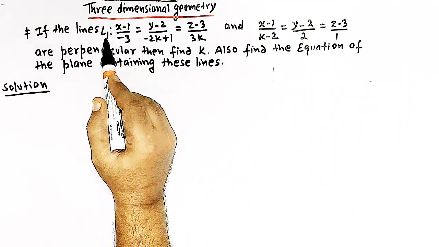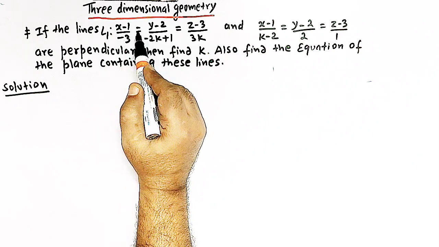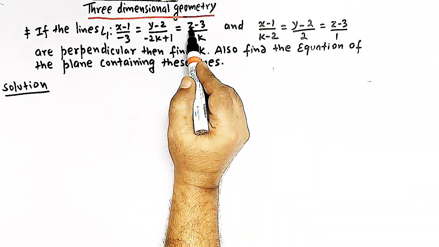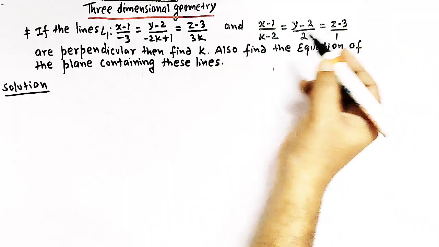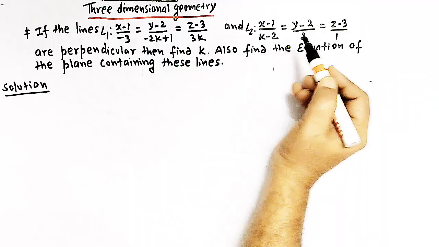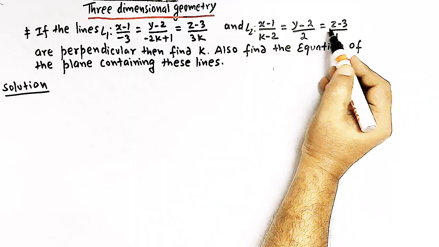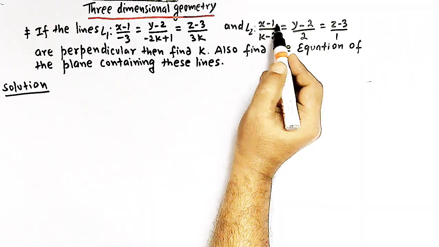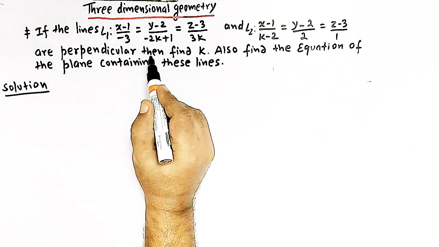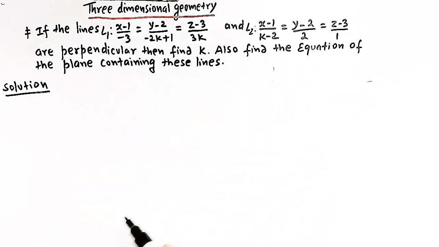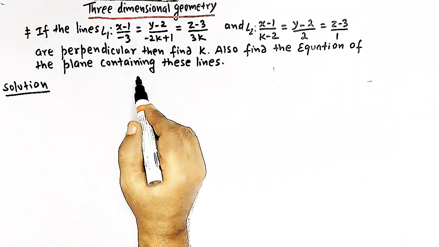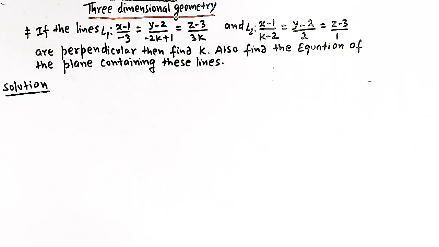So the equation of L1 is (x minus 1) over minus 3 equal to (y minus 2) over (minus 2k plus 1), and that is equal to (z minus 3) over 3k. And the equation of the second line is given as (x minus 1) over (k minus 2) equal to (y minus 2) over 2 equal to (z minus 3) over 1, and let us call this line L2. These two lines L1 and L2 are given to be perpendicular, and we have to find the value of k. And then we have to also find the equation of the plane containing these two lines L1 and L2.